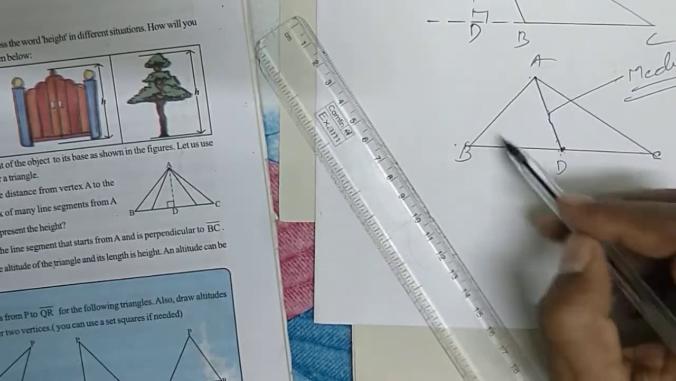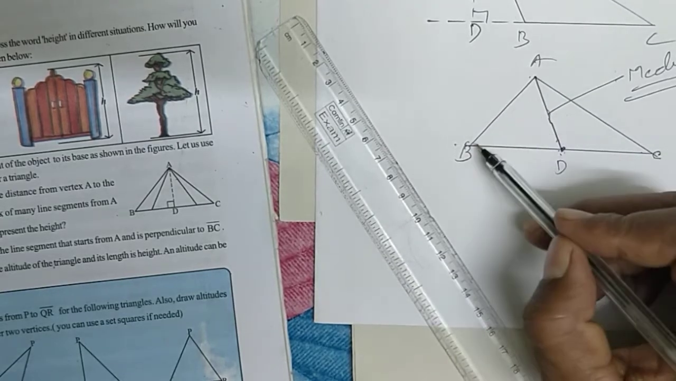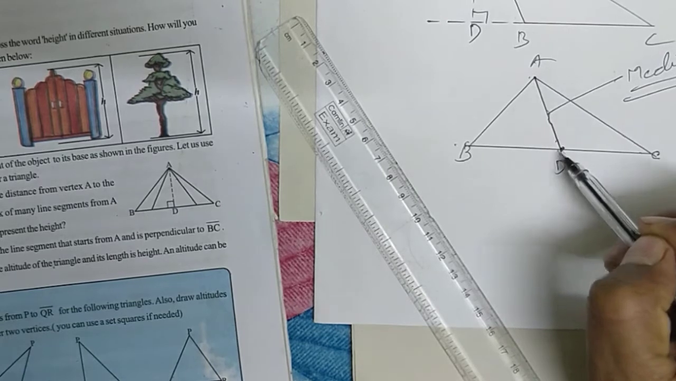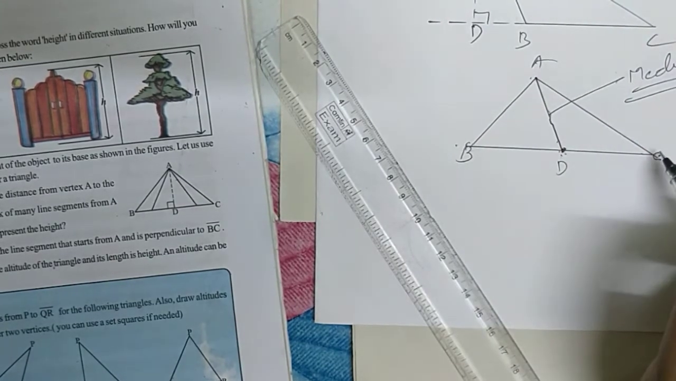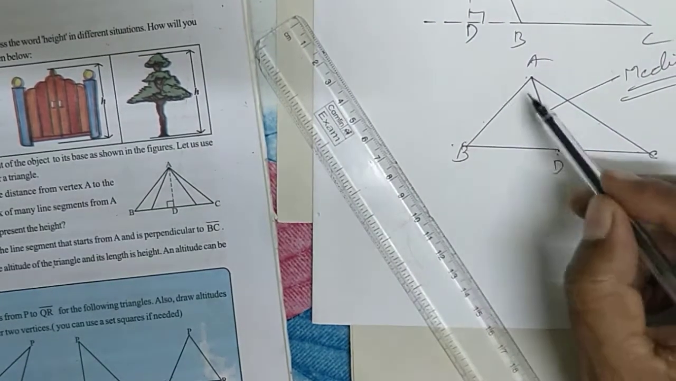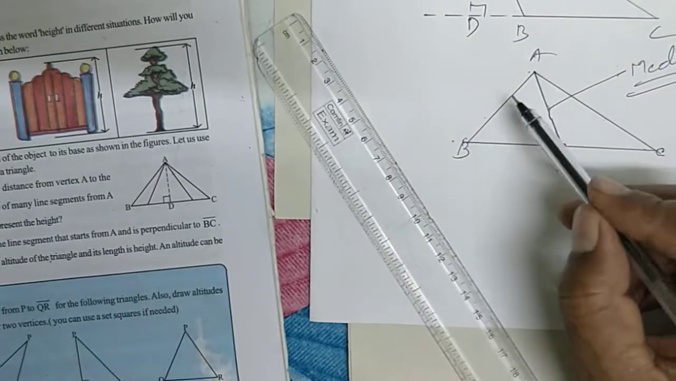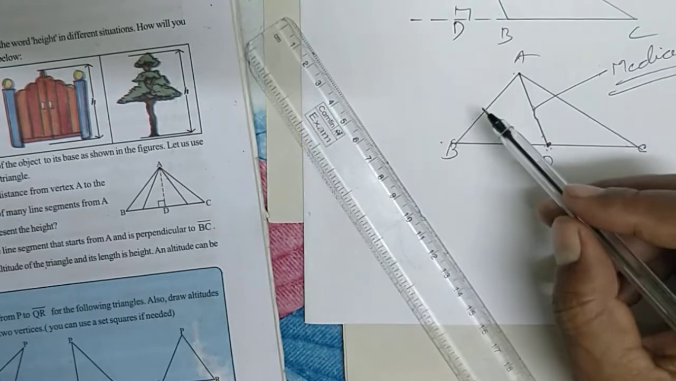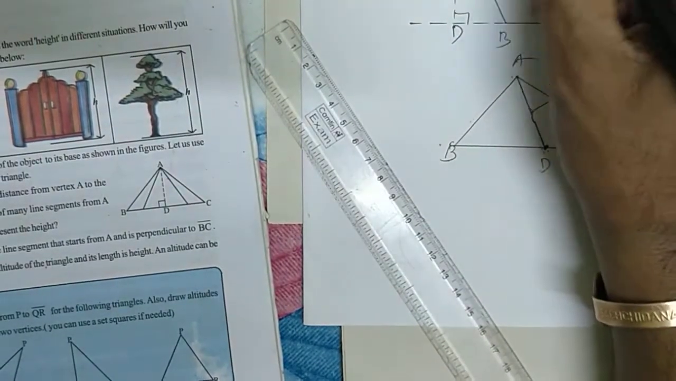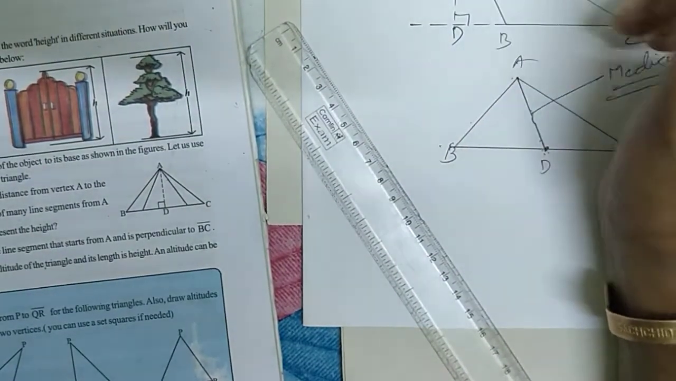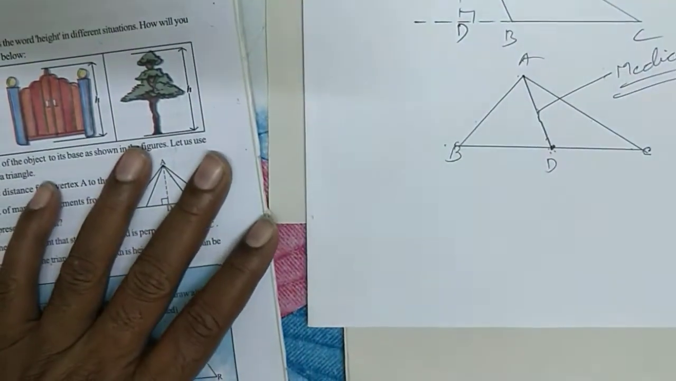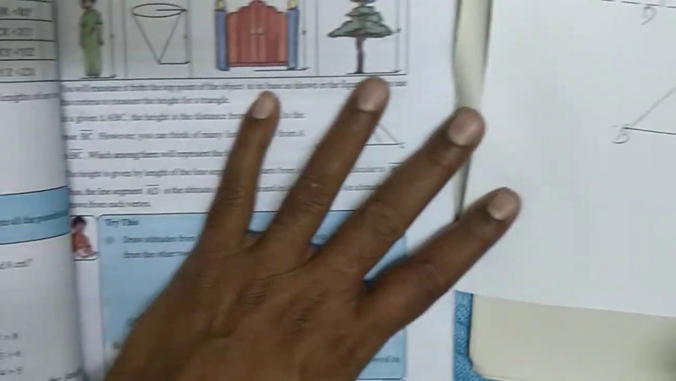How many medians can you construct for a triangle? From A to BC, one median. From B to AC, one median. From C to AB, one median. So for one triangle, 3 medians you can construct. And how many altitudes can you draw for one triangle? 3 altitudes you can draw. So this is just an introduction to what is meant by altitude and what is meant by median.